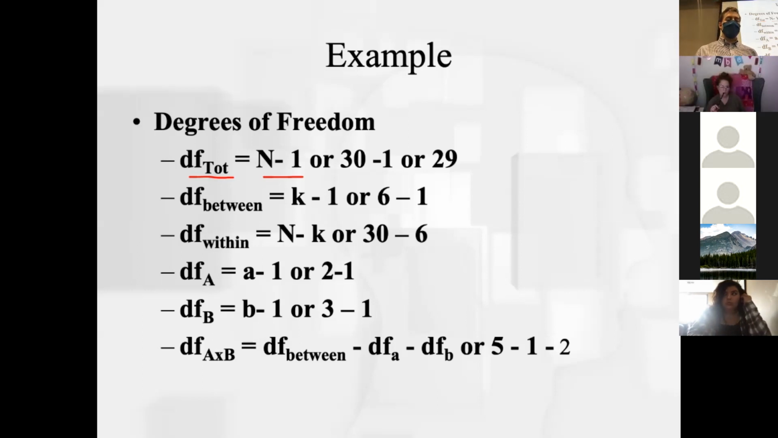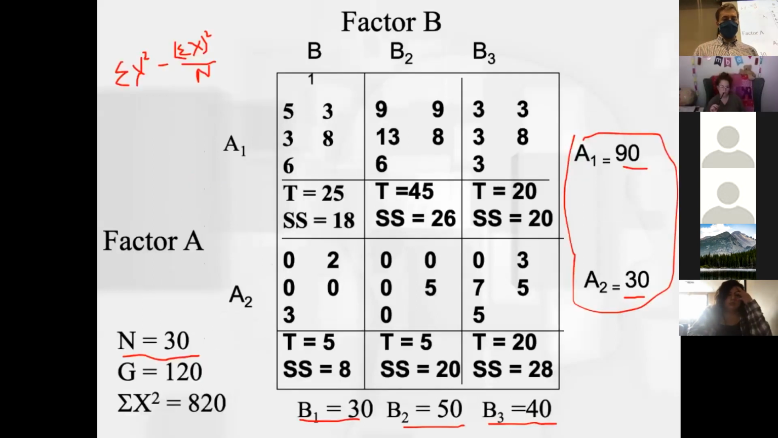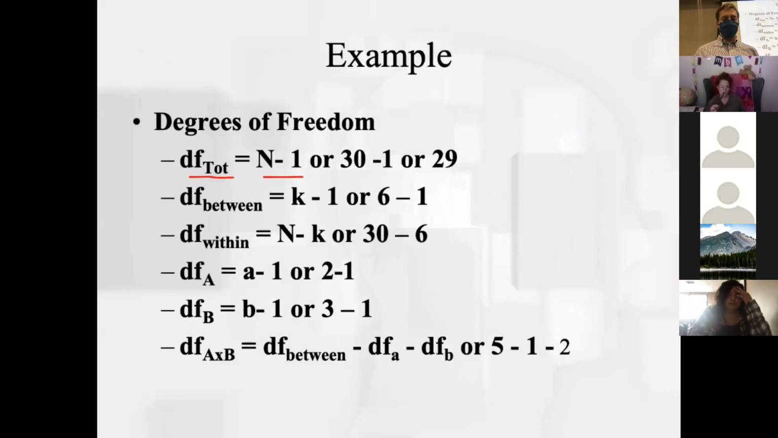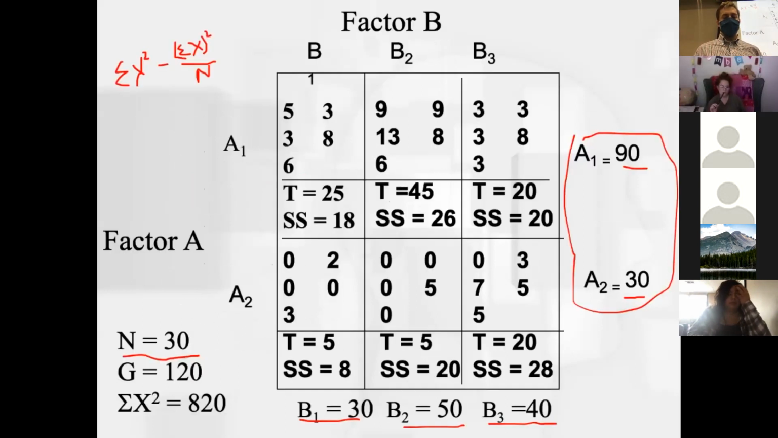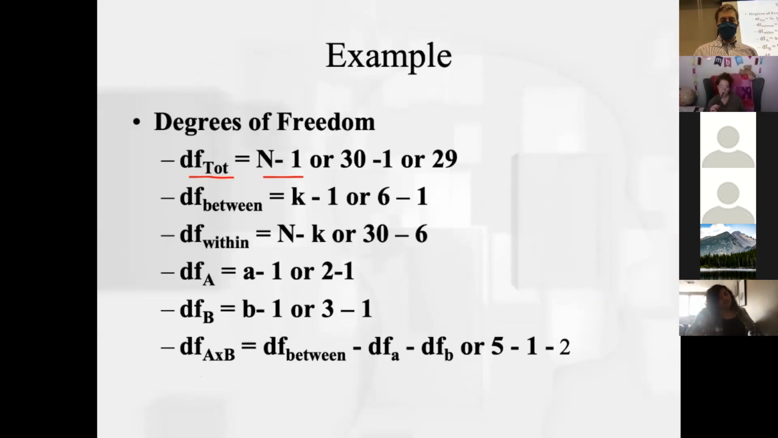And then we've already done the degrees of freedom A, which is the number of options, or the number of levels rather, in factor A. So 2 minus 1 gives us 1. Degrees of freedom B, the number of B minus 1 is 2. And then our degrees of freedom for the interaction is that degrees of freedom between minus degrees of freedom A minus degrees of freedom B. Or, where are we? We're getting that 5 from up here minus 1 from here minus 2 from here.